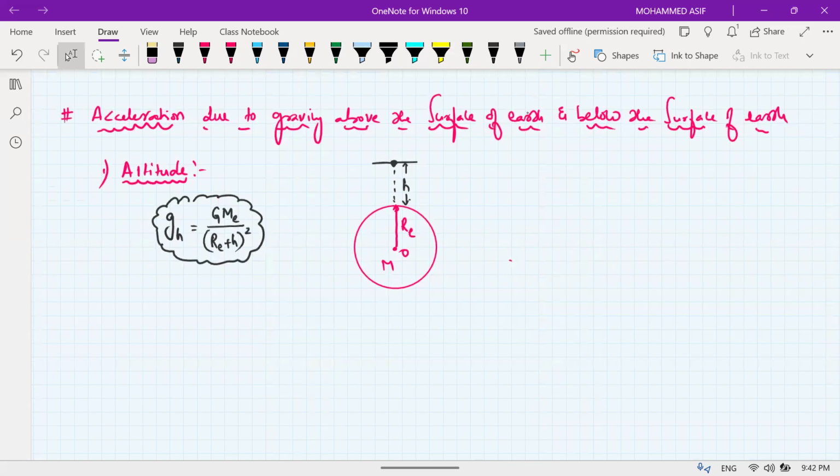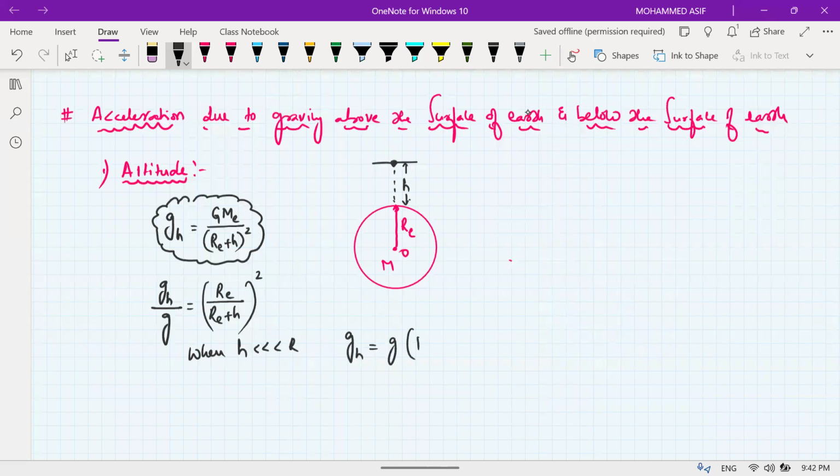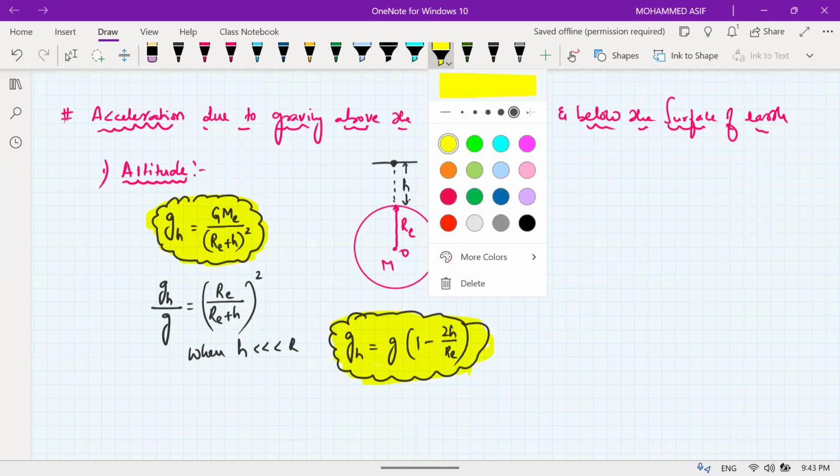If I'm talking in terms of gravity at height h and gravity on the surface of the earth, this value will be equal to Re divided by Re plus h, whole square. When h is very small compared to R, then g at a certain height will be equal to g into 1 minus 2h divided by radius of earth. So these are the two standard formulas you need to remember. If height is very small, g at a certain height is equal to g on the earth into 1 minus 2h divided by R.